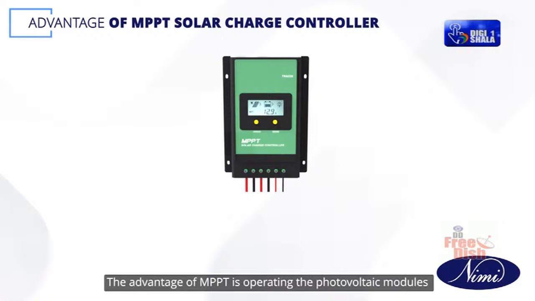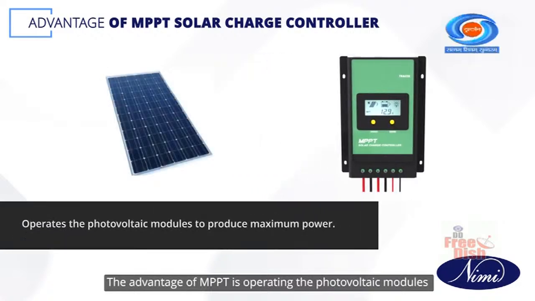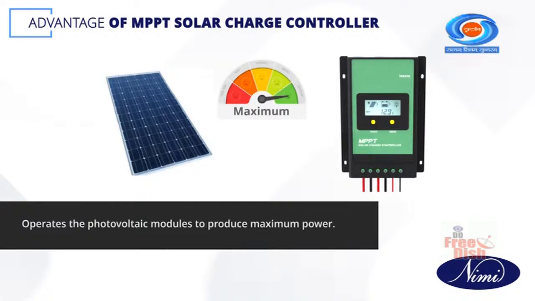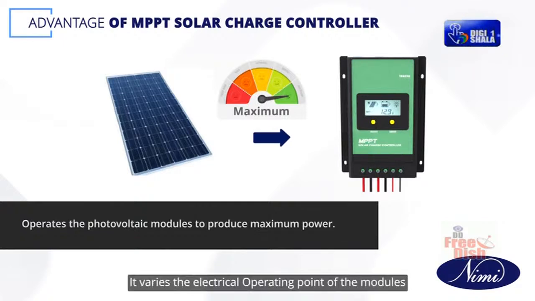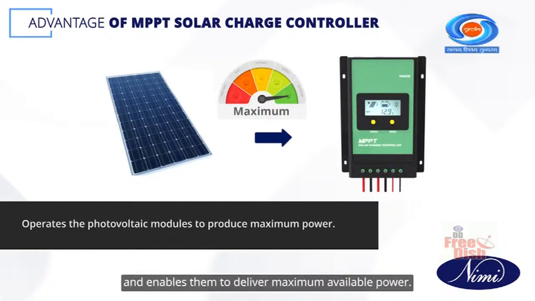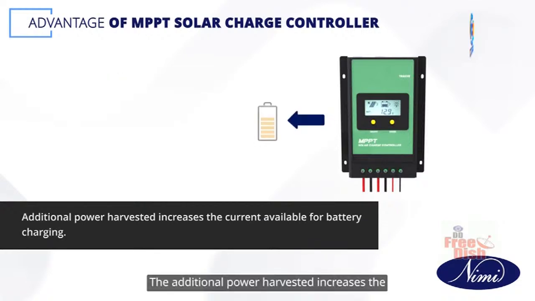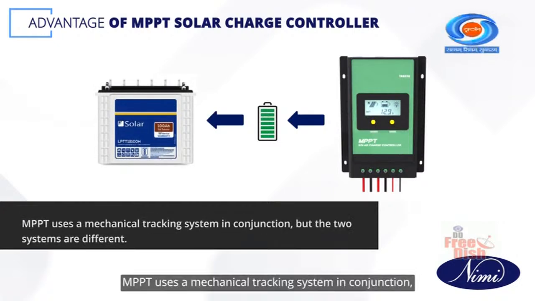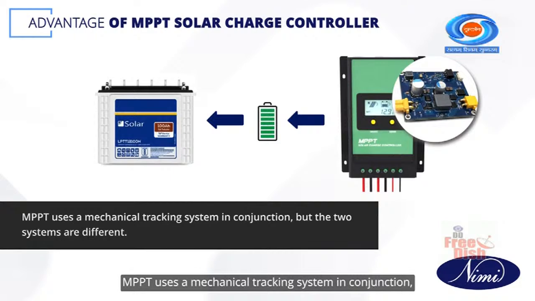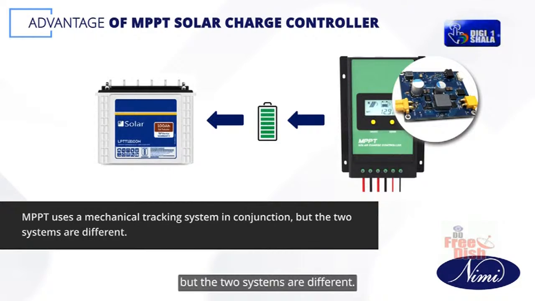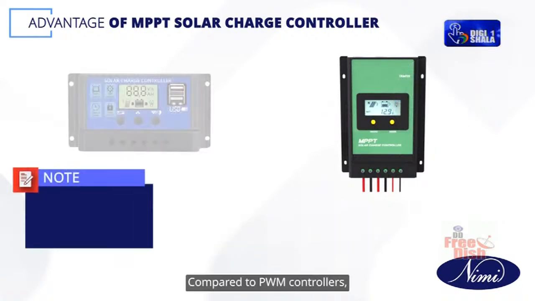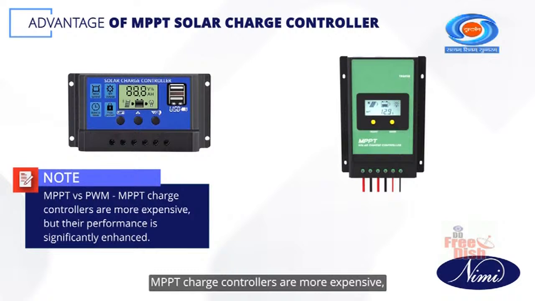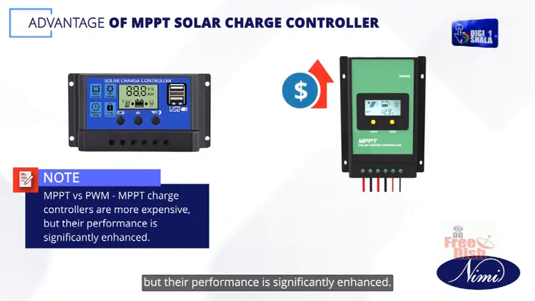The advantage of MPPT is operating the photovoltaic modules to produce maximum power. It varies the electrical operating point of the modules and enables them to deliver maximum available power. The additional power harvested increases the current available for battery charging. MPPT uses a mechanical tracking system in conjunction, but the two systems are different. Compared to PWM controllers, MPPT charge controllers are more expensive, but their performance is significantly enhanced.